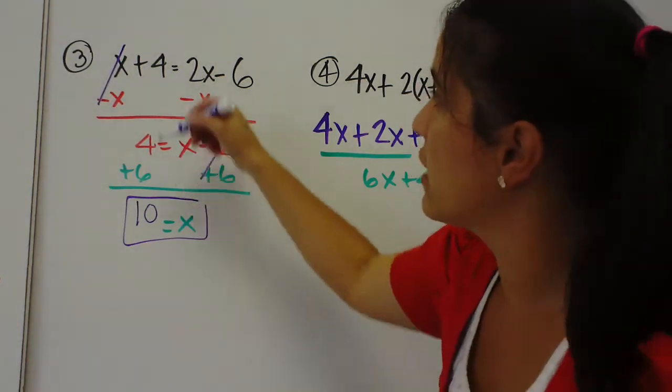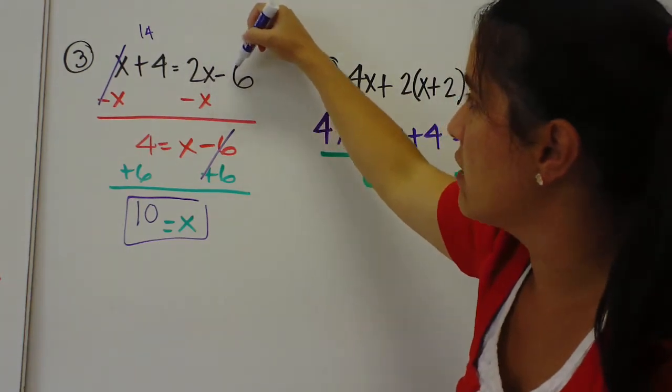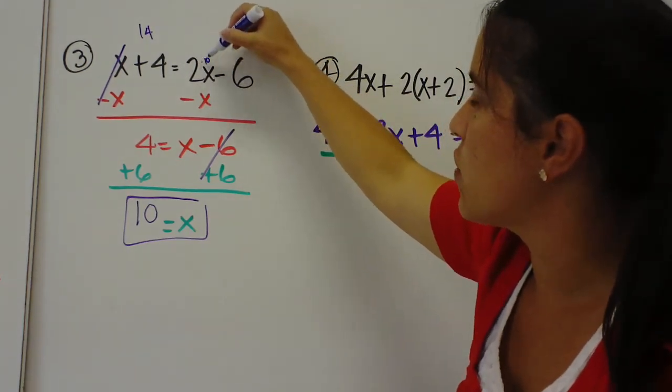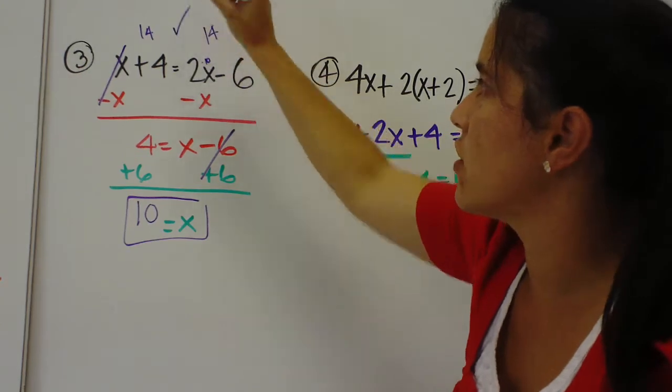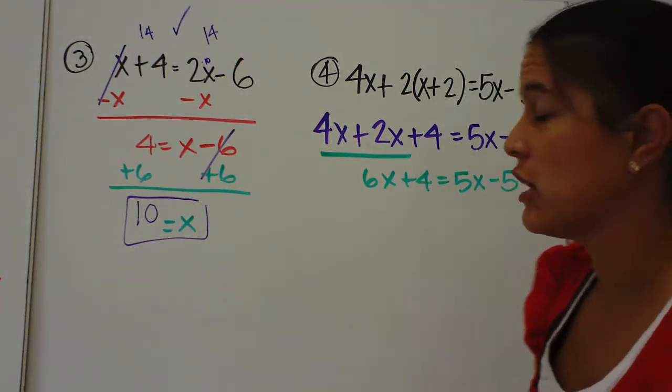If you want to check, then you plug it in. 10 plus 4 is 14. 20, this is 2 times 10. 20 minus 6 is 14. So it checks out. All right, here's another one that's really long.